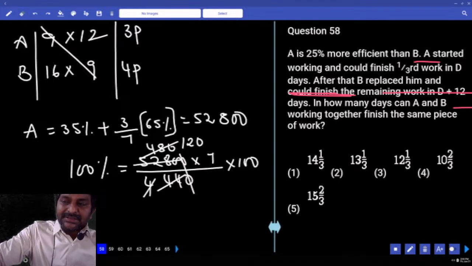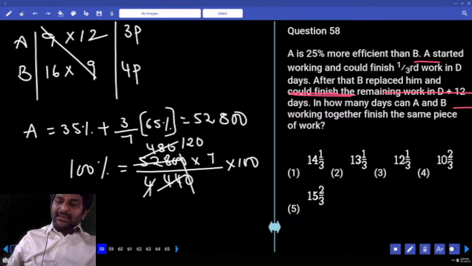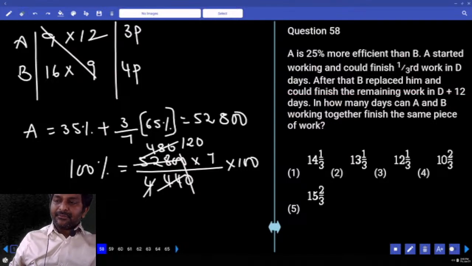A is 25% more efficient than B. A started working and could finish 1/3 of the work in D number of days. After that, B replaced him and could finish the remaining work in D plus 12 days. In how many days can A and B, working together, finish the same piece of work?